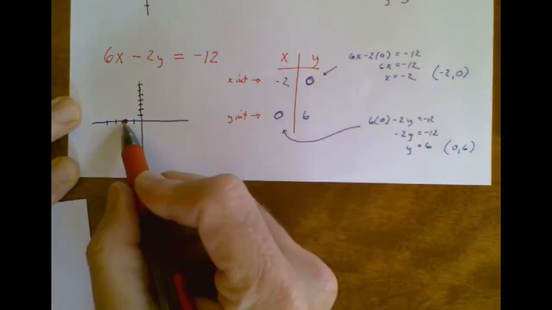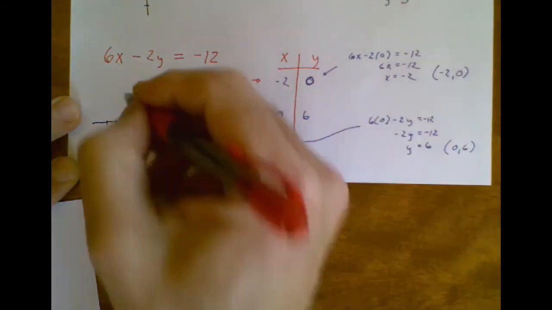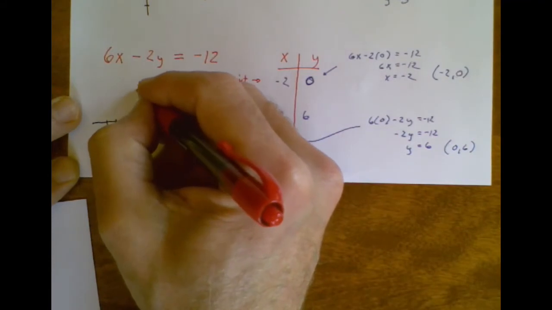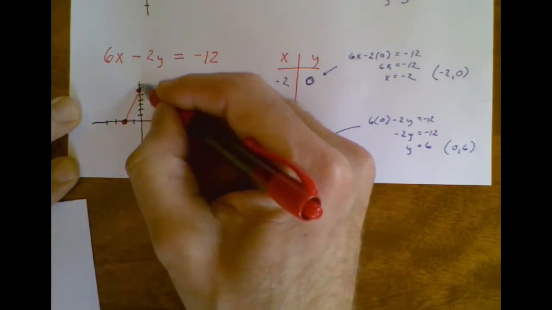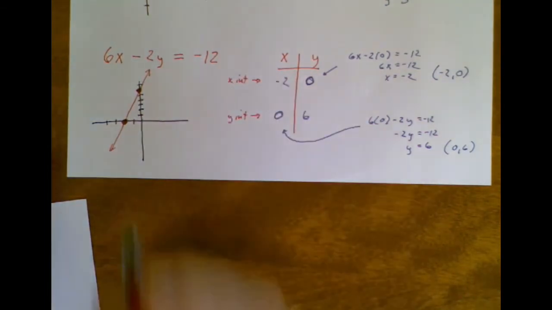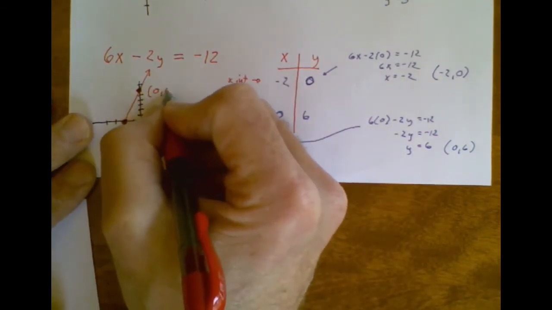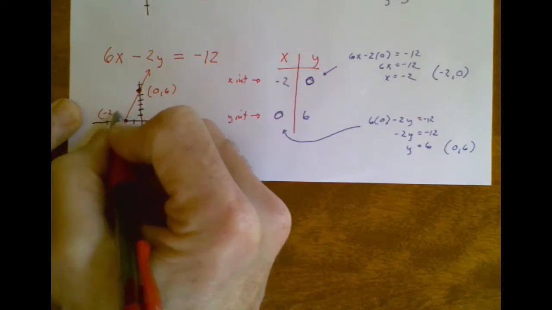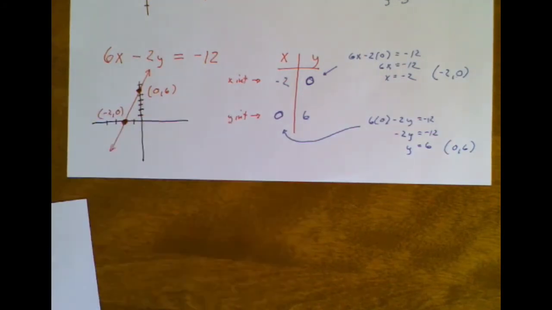There's the x-intercept right on the x-axis. Here's the y-intercept right on the y-axis. And here is my graph by graphing by intercepts. If I wanted to label the intercepts, I just have. So that is graphing by intercepts.